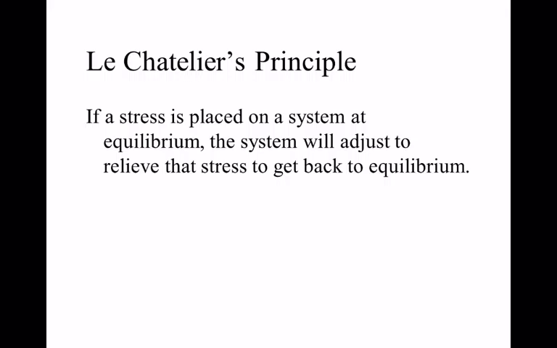Le Chatelier's principle talks about systems that are in equilibrium. So of course we have equilibrium, reactants going to form products, and products going back to form reactants. That's a chemical equilibrium. So basically, you know it's in equilibrium if your arrows are the same size. Wish I hadn't made those so big.